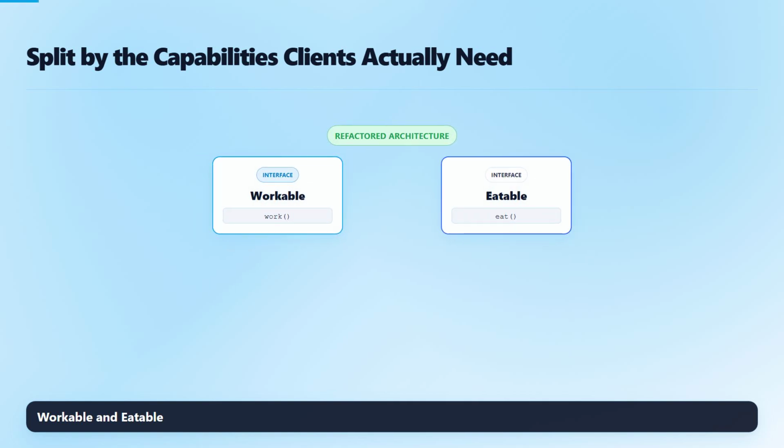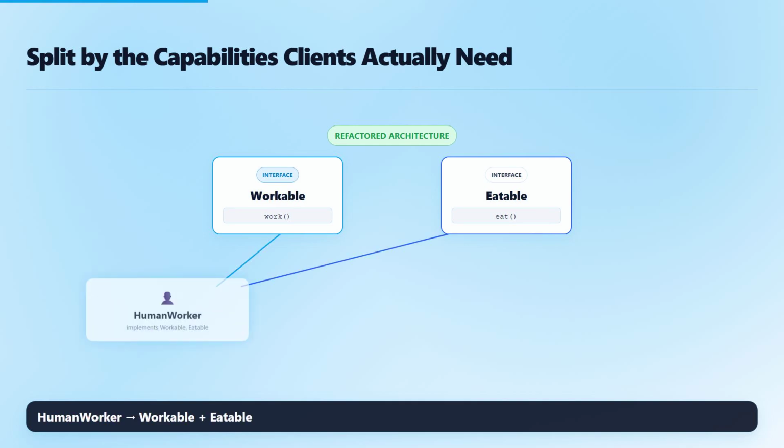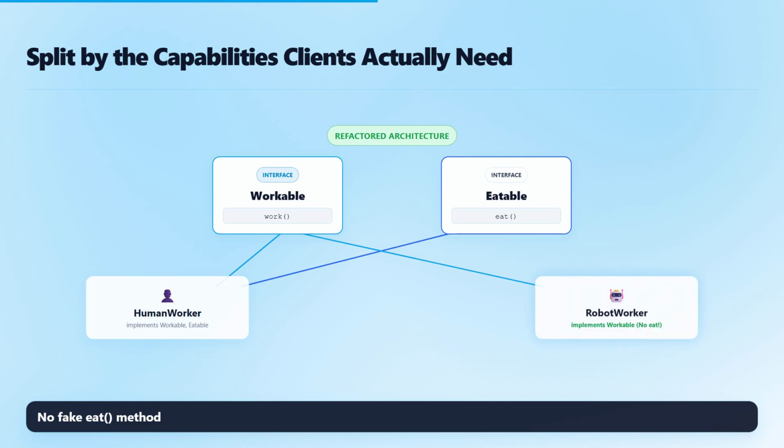Split the unrelated capabilities into focused contracts. Workable describes working and Eatable describes eating. Human worker genuinely needs both capabilities, so it can implement both Workable and Eatable. Robot worker needs only Workable, so eat disappears from its contract instead of being faked. The irrelevant dependency is gone.